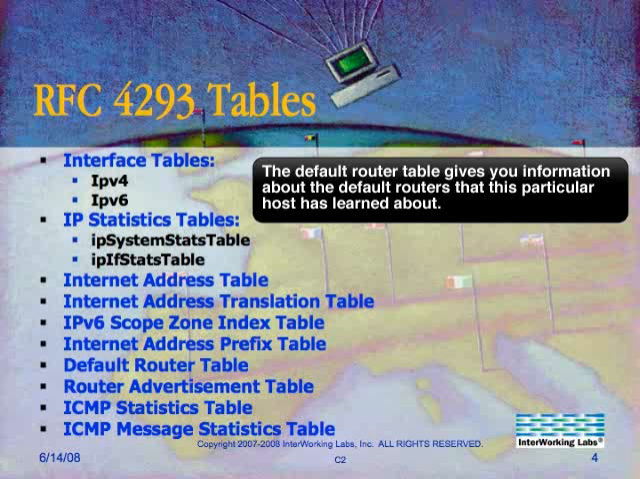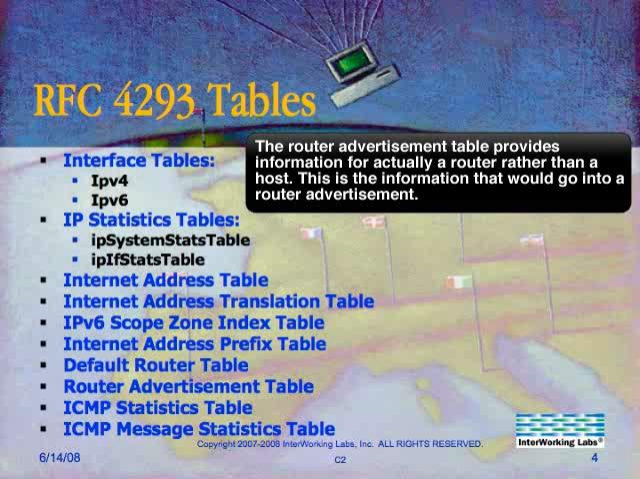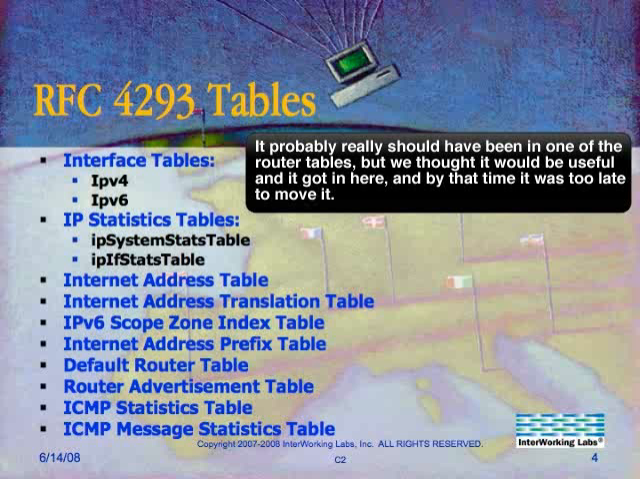The default router table gives you information about the default routers that this particular host has learned about. The router advertisement table provides information for actually a router rather than a host. This is the information that would go into a router advertisement. It probably really should have been in one of the router tables, but we thought it would be useful and it got in here, and by that time it was too late to move it.